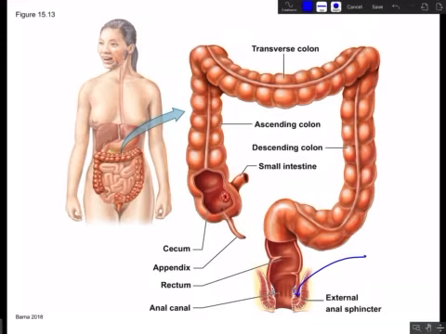Now, there are some disorders of this. Diarrhea: basically, not enough water is absorbed, and so you have a fluid-like feces. Constipation: material just sits here. Feces just sit too long, and too much water is absorbed. You can get little pouching that can occur. This is called diverticulosis, but they can become infected and inflamed, and that can lead to diverticulitis.